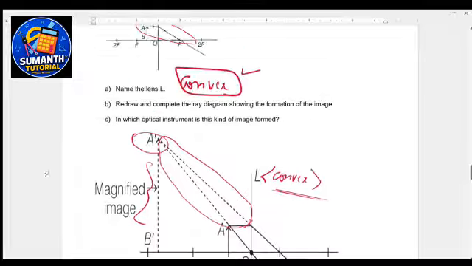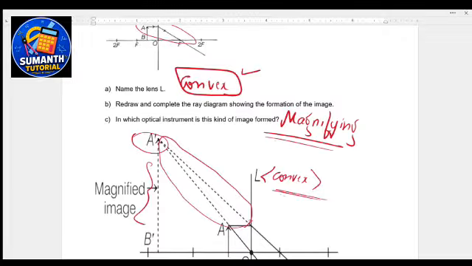Then what's the one mark question? Yeah, it is here. See, in which optical instrument is this kind of image formed? The answer is very simple. It is a magnifying glass. In a magnifying glass, we are going to see this type of arrangement. Clear? You are going to write the answer as magnifying glass. Sure? I think you are clear with the content.